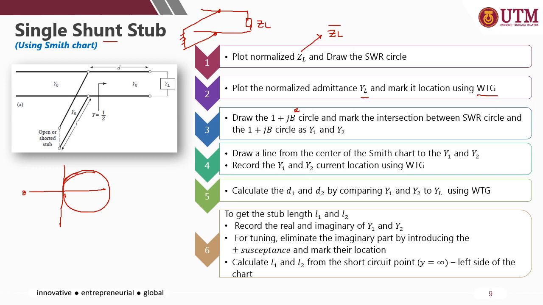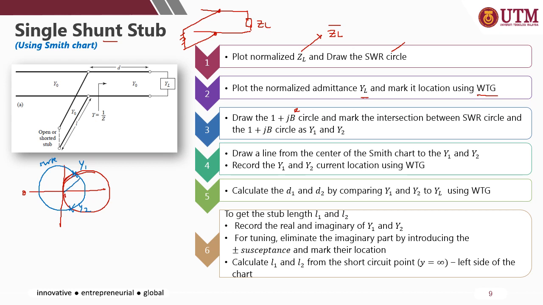Okay, and then mark the intersection between the SWR circle, which you drew in the first step, and the 1 plus jB circle. For example, like this. This is the SWR circle for the load admittance. Then you mark the intersections as Y1 and Y2. Then draw a line from the center of the Smith chart to Y1 and Y2 and record the wavelength for each of Y1 and Y2.